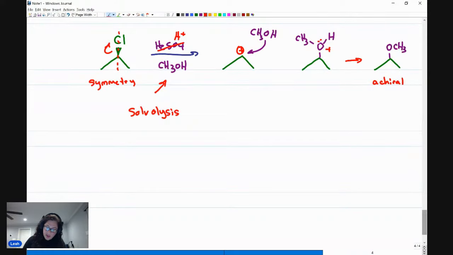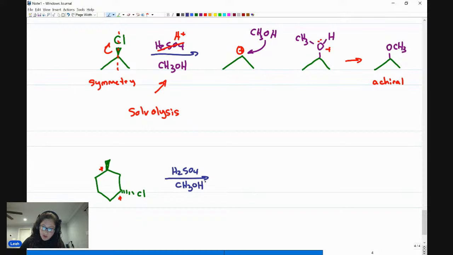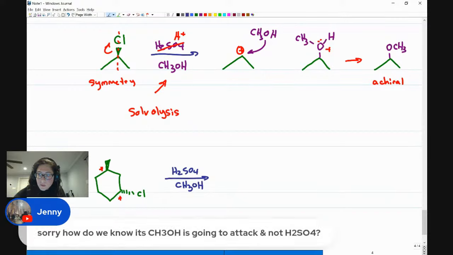If, however, I give you a different molecule, so for example, we'll start with this ring. We'll put a methyl group on here. We'll put a chlorine here. Now I most definitely, let's move the methyl group here. No, actually that wouldn't work. It has to stay here. Now I do have a chiral molecule. In fact, I have a chiral center here and a chiral center here. If I choose to react it with the same reagents, H2SO4 in CH3OH, I see a question.